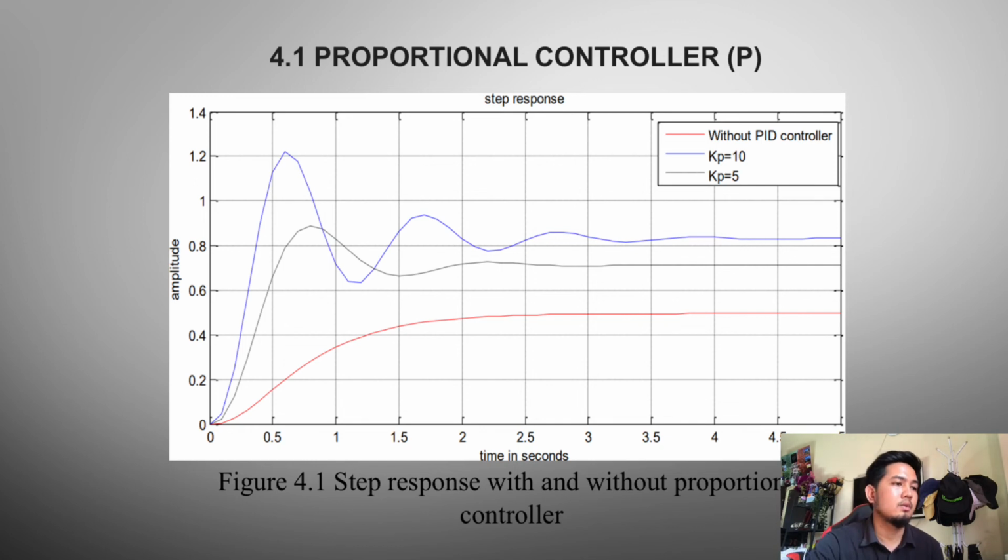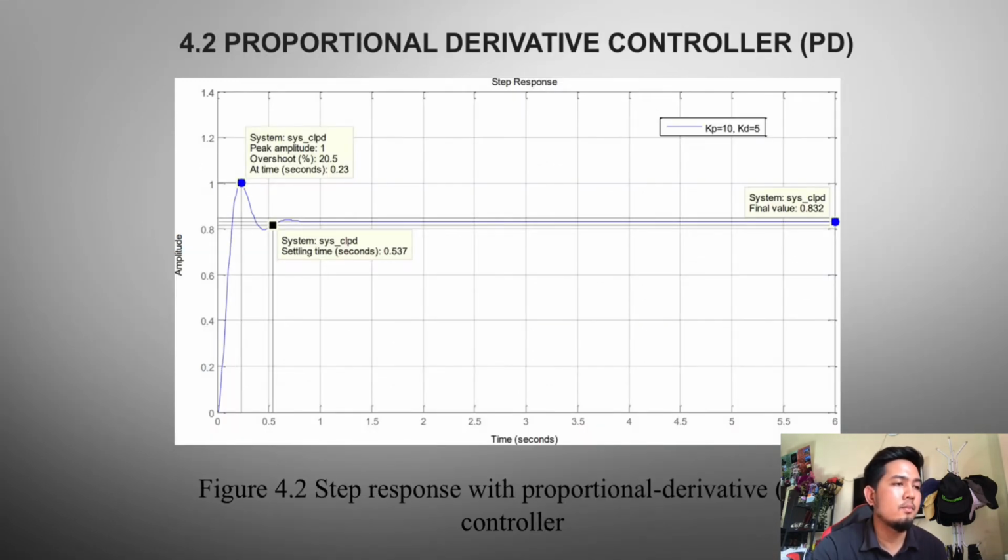We go next to the next slide. 4.2, proportional derivative controller, PD, with KP10 and KD5. Figure 4.2 shows the system step response using the PD controller. It decreased overshoot and enhanced rise and settling time, but with a significant steady state error, the final number still falls short of the desired level.